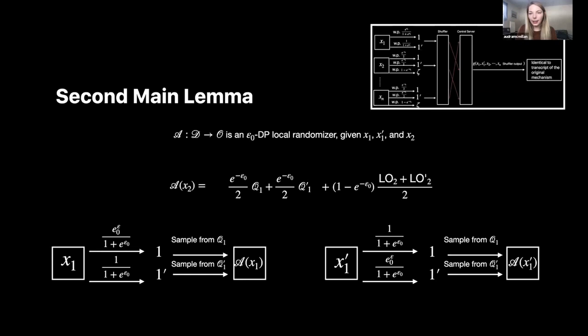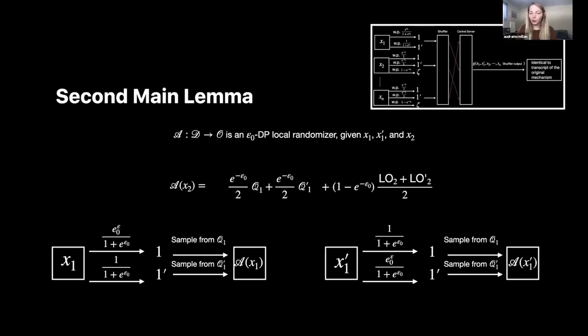And what I can say is, if we look up in the corner again, if you see a 1, then you should sample from Q1. If you see a 1 prime, you should sample from Q of 1 prime. And if you see a zeta, you should sample from this leftover distribution. Okay. And so for 1 and 1 prime, this is fine to go through the shuffler and onto the central server.